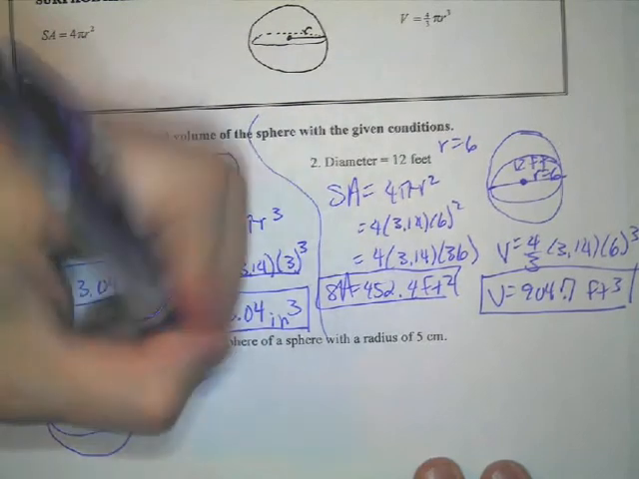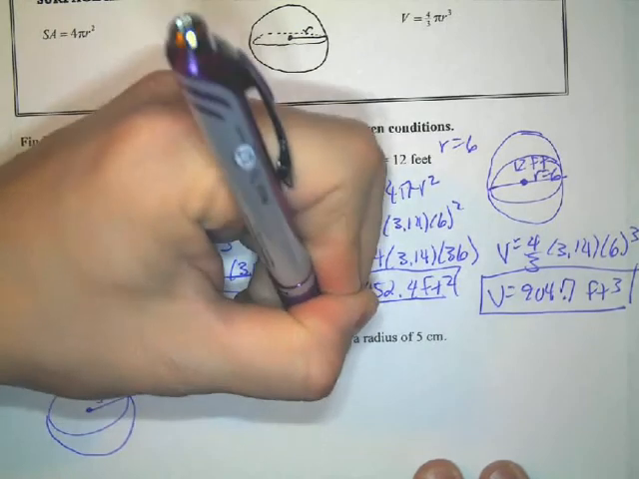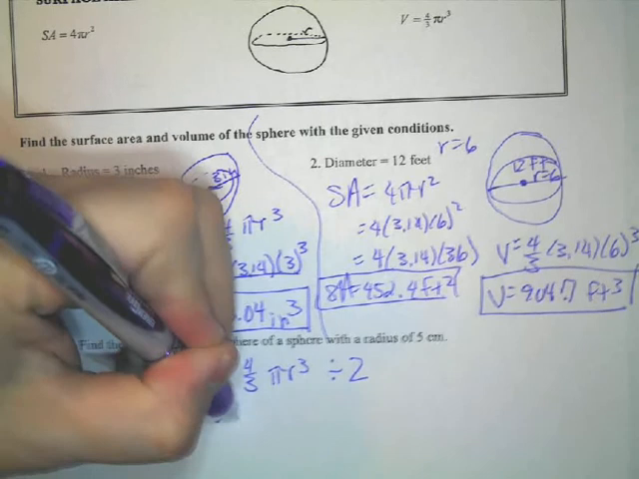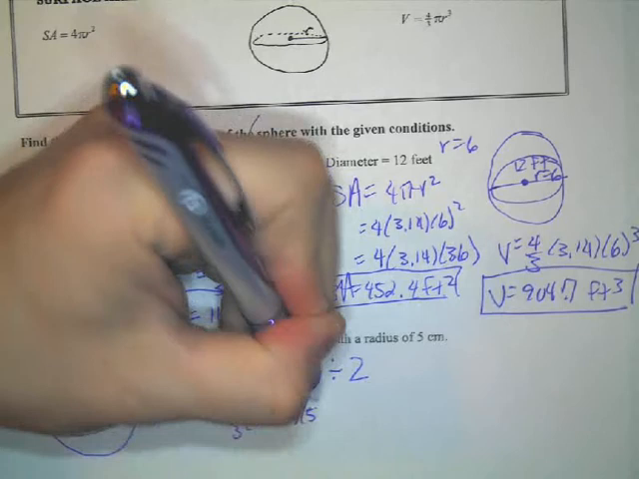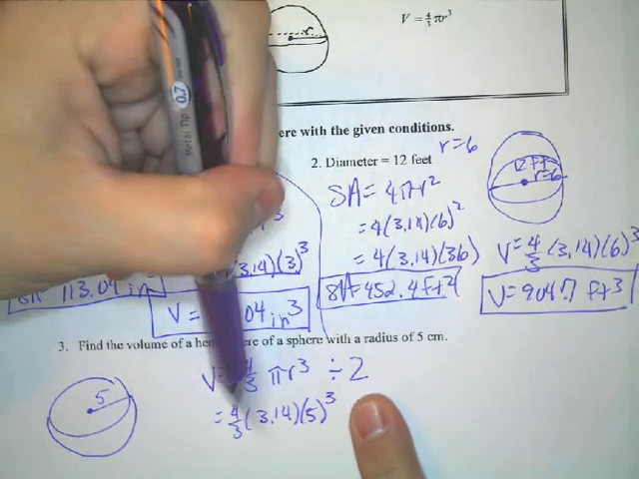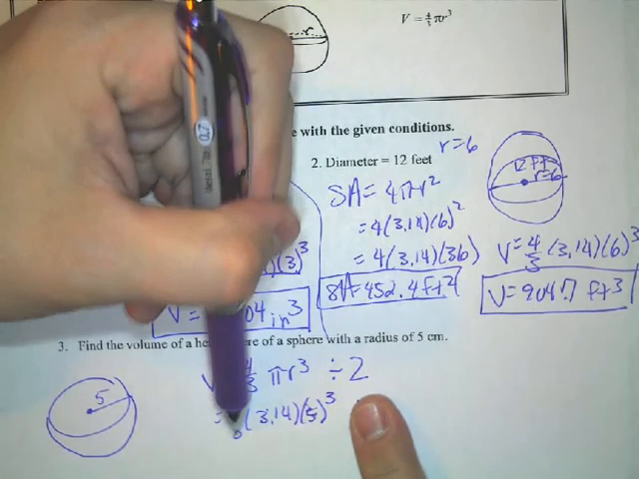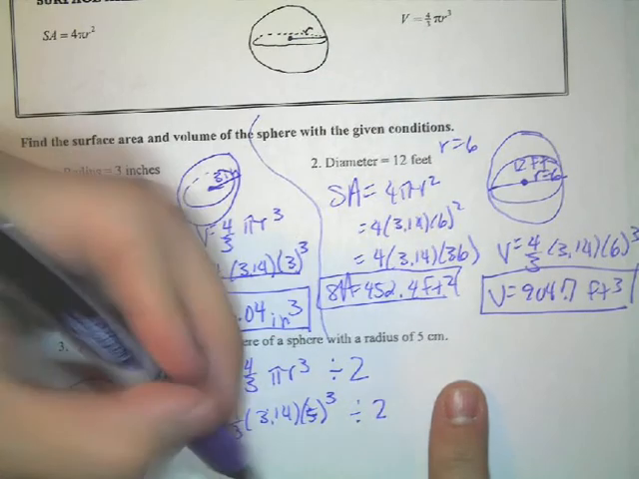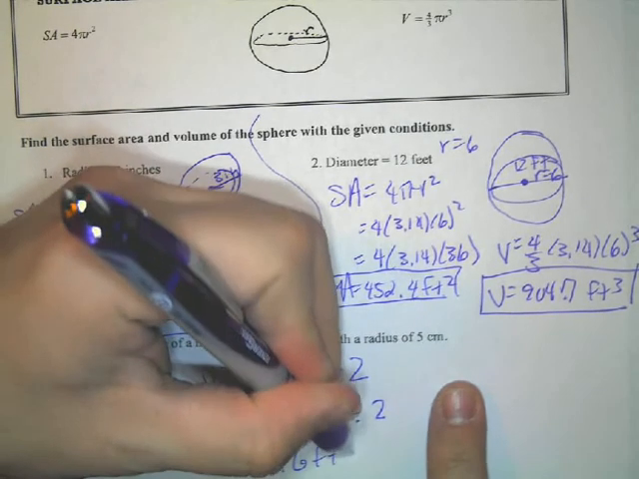So volume is 4/3 pi r cubed. Whatever I get for that, though, I'm going to divide the whole answer by 2 because I only want half of it. So I have 4/3 times 3.14 times the radius cubed, divided by 2. What I suggest doing is 4 times 3.14 times 5 times 5 times 5, press enter or equals, then divide that answer by 3, press enter, and then divide that answer by 2. We end up with 261.6 cubic feet for the volume.